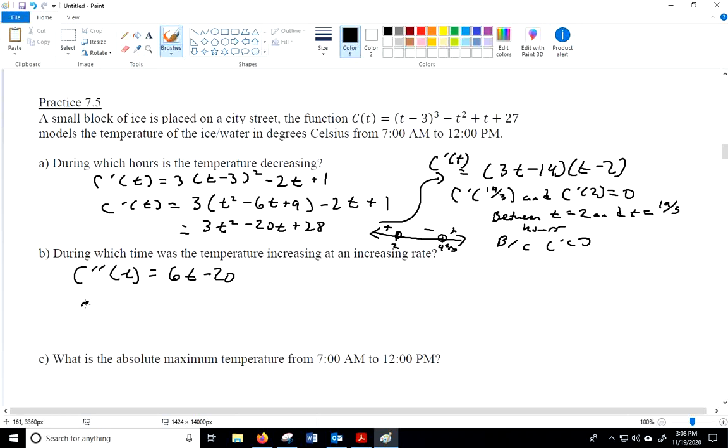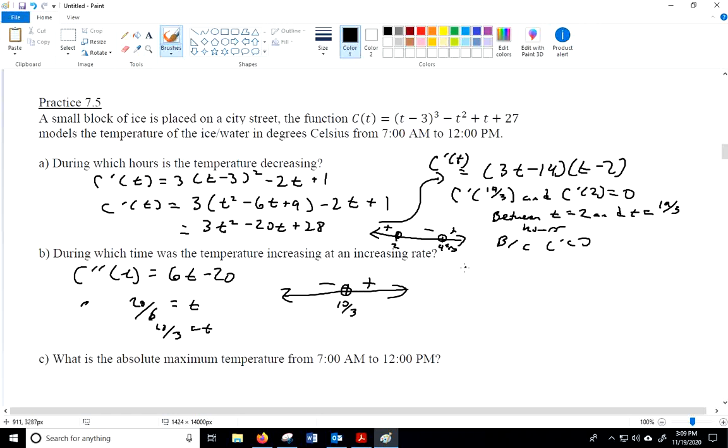So when does that equal 0? At 20 over 6, or 10/3. And you can see that the shape of this second derivative is a line with the y-intercept at negative 20. So it's going to start negative and then go to positive. So this is where it's concave up. Sorry, this is where it's concave up. This is where the rate of change is increasing.